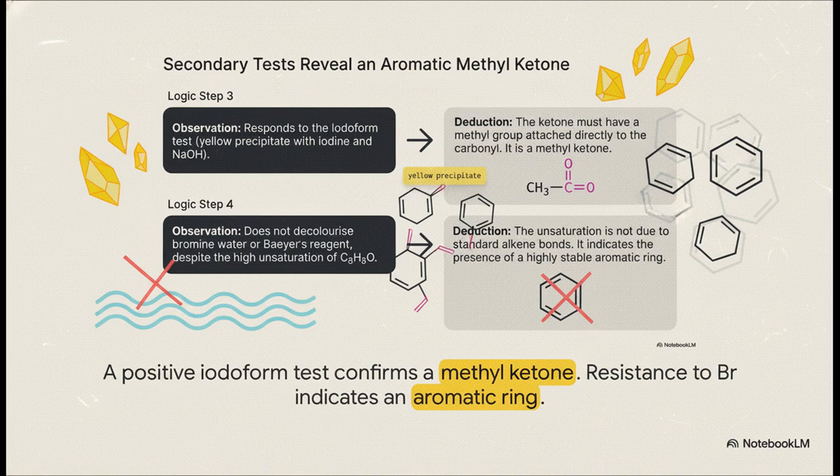Okay, last clue. That formula, C8H8O, tells us the molecule is missing a lot of hydrogen atoms compared to a simple chain. But it doesn't react with bromine water, which is how we test for normal double bonds. So where is all that unsaturation coming from? It pretty much has to be from a super stable aromatic ring.